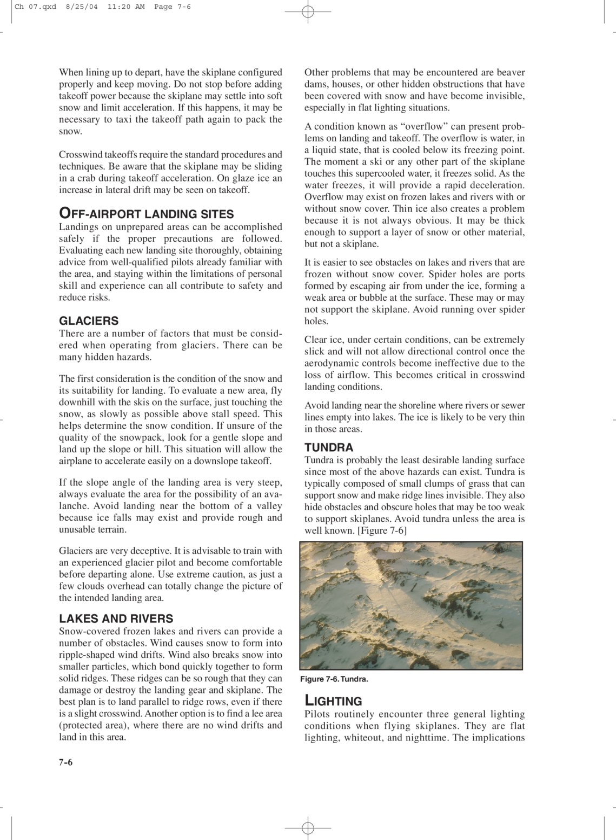Tundra is probably the least desirable landing surface since most of the above hazards can exist. Tundra is typically composed of small clumps of grass that can support snow and make ridge lines invisible. They also hide obstacles and obscure holes that may be too weak to support skiplanes. Avoid tundra unless the area is well known.